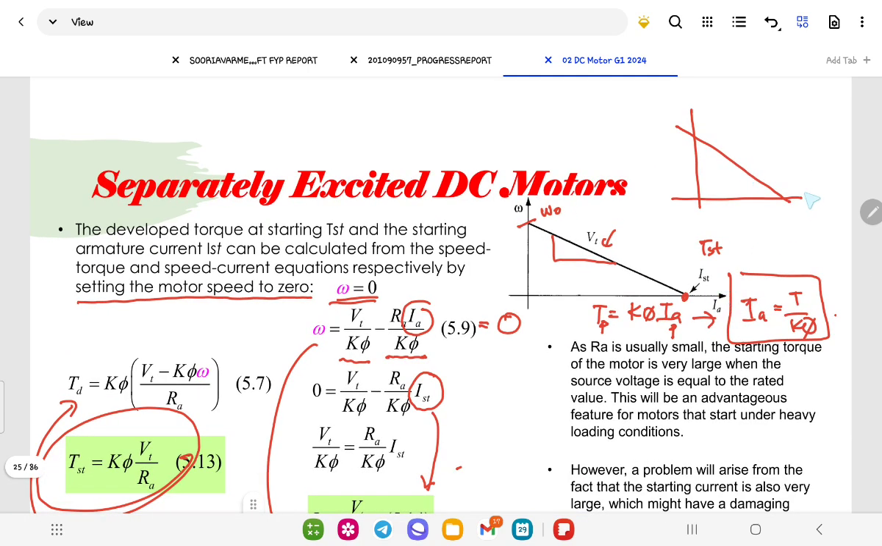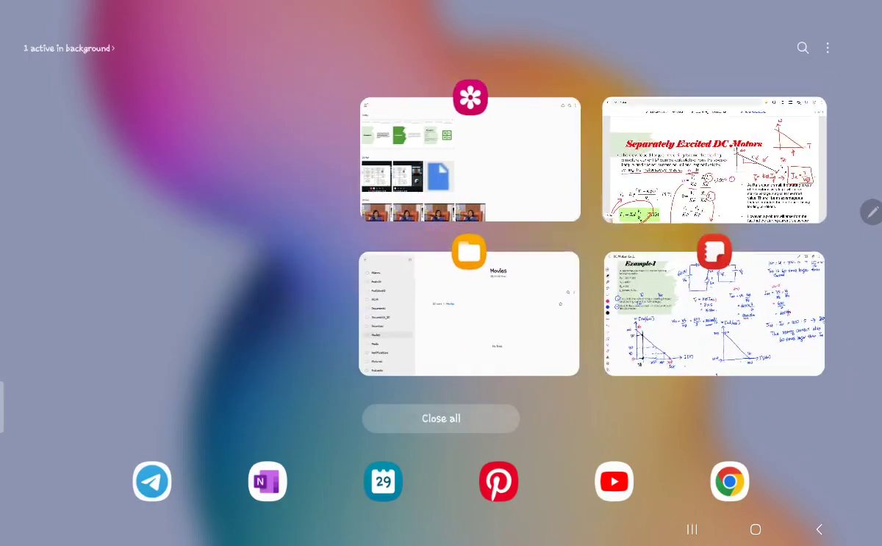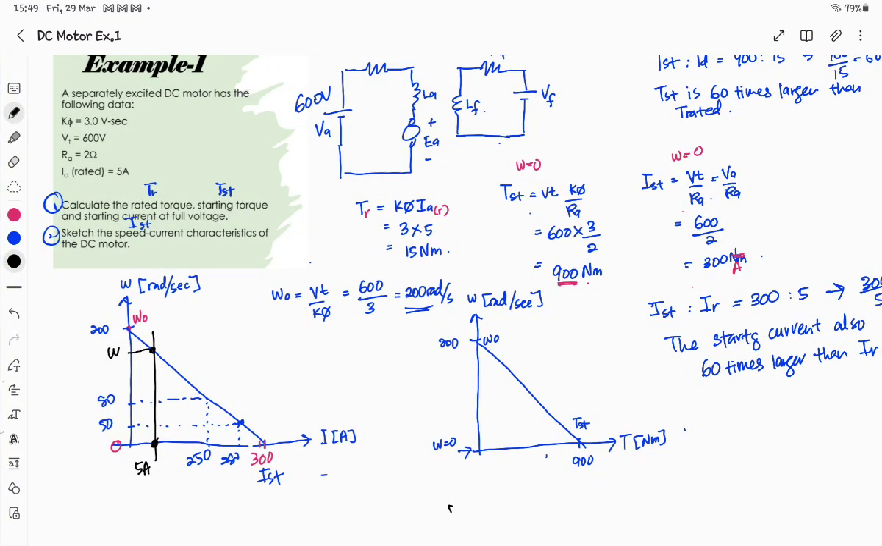So this one is for current. When talking about torque, it will also have the same figure of behavior. Okay, so that's example 1. Sketch the speed current. So the speed current is this one. This is the speed characteristic of the DC motor.